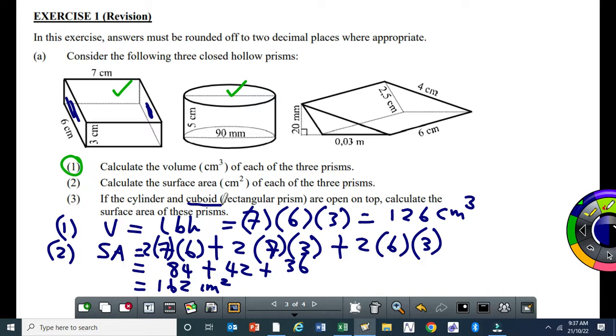Now, if you want to calculate the surface area with no top, by no top means we are now subtracting one of those 2. We have to subtract the 7 times 6, which is 42. So to do that is very simple. We just say 162 minus 7 and 6. And then you are done. You get the answer. Are you following there?